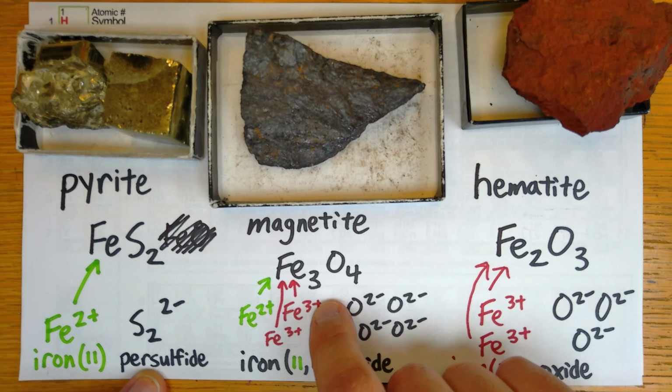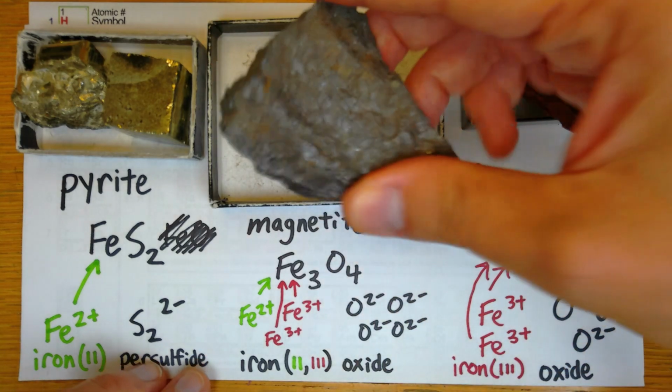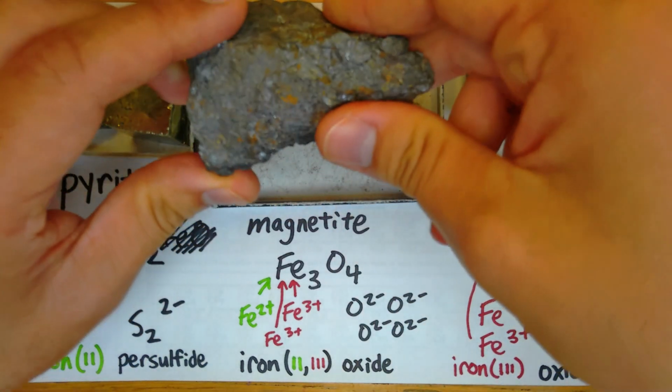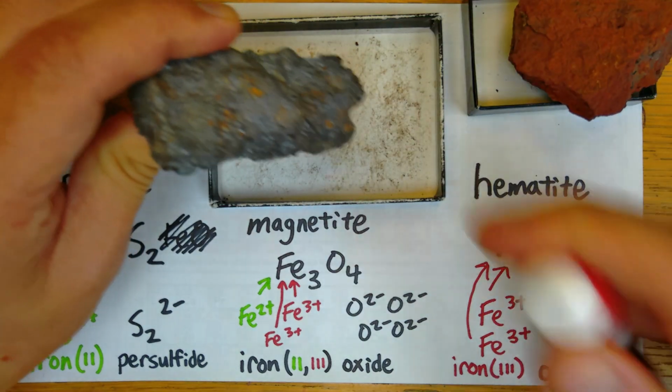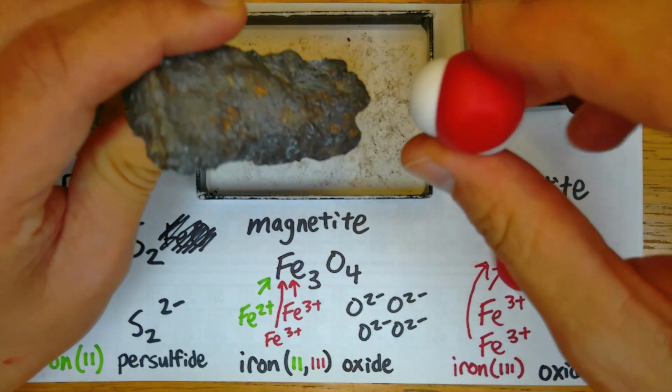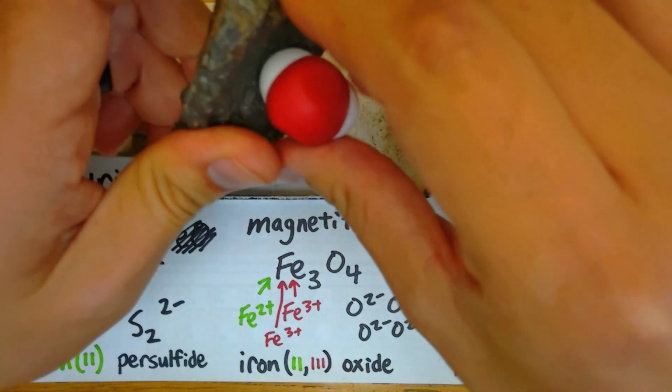And then you have something like magnetite. This is my favorite one because it is magnetic. Here I have some magnet toys. You can see it stick on.